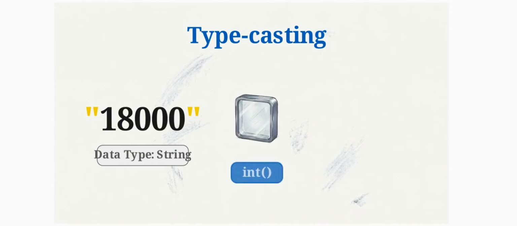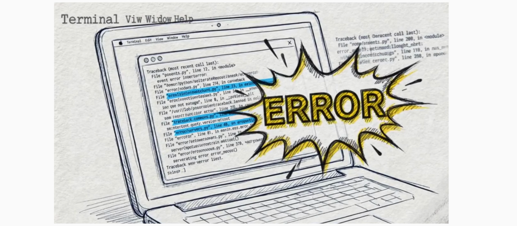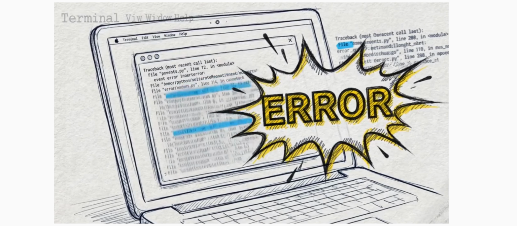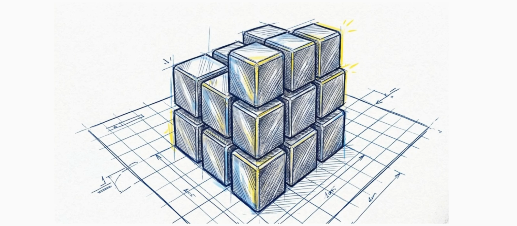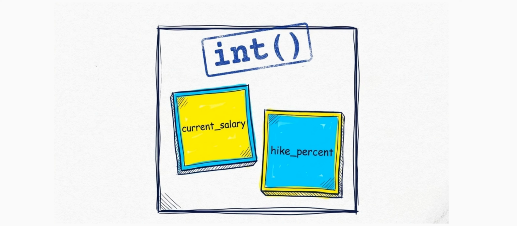To solve this, we use typecasting. As shown here, we take that text data and pass it through a filter called the integer function, or int. This converts the text into a solid, math-ready whole number. Missing this step is the most frequent reason beginner projects break. If you want to perform calculations, you must ensure your data is stored as a number. The first phase of our script captures the current salary and the target hike. We take those user answers and wrap both in our integer function, so they are ready for the calculation.